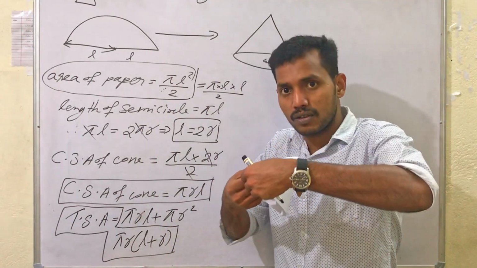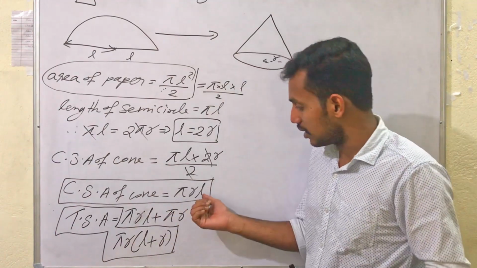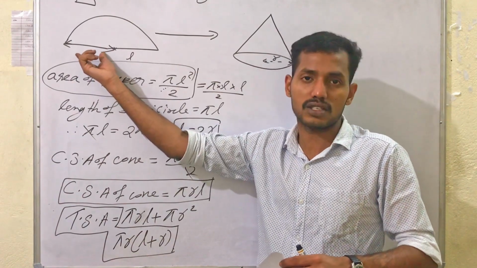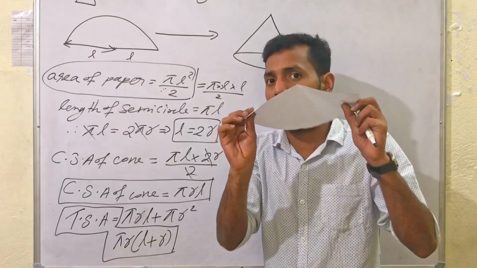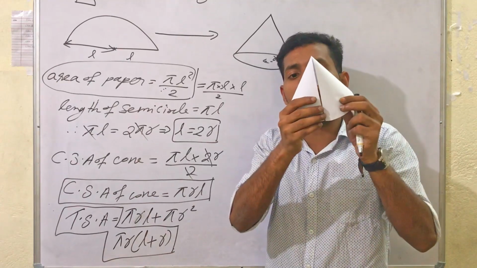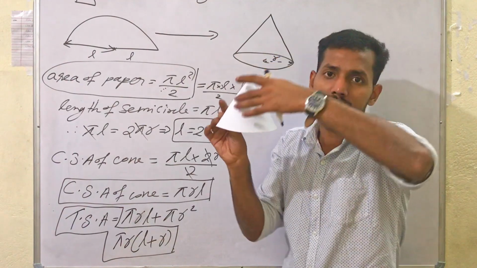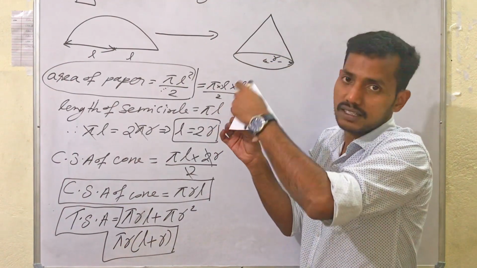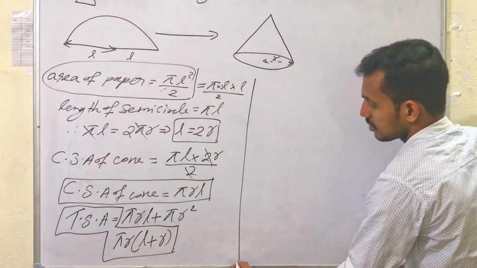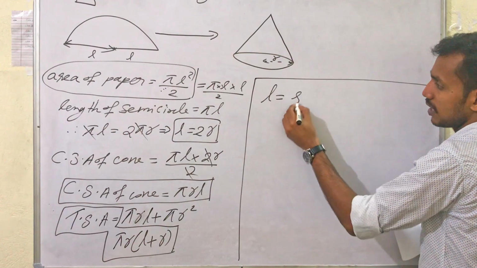Now, what is L in this equation? Here L is the radius of the semicircle, and when I made it into the cone, this radius becomes this length, which we call the slant height. L is the slant height.